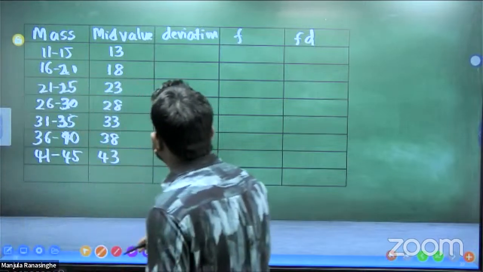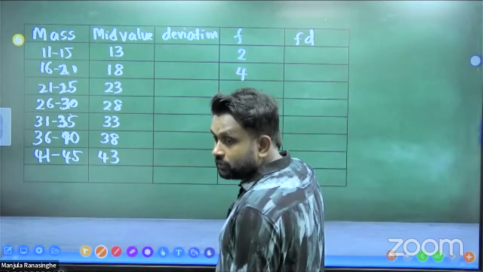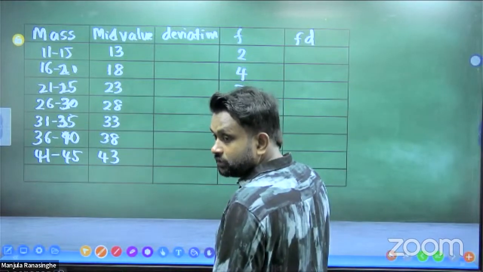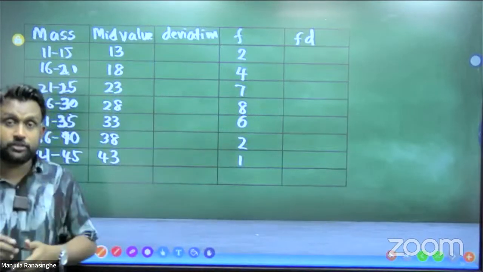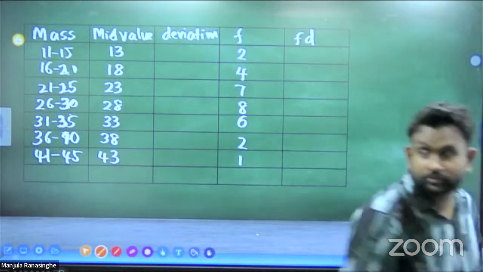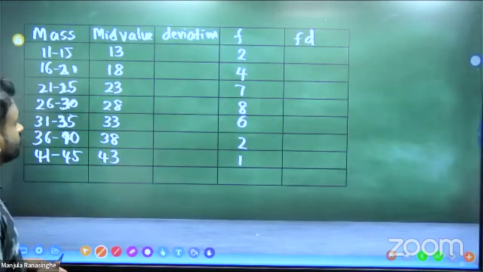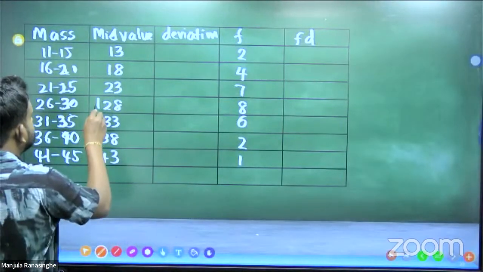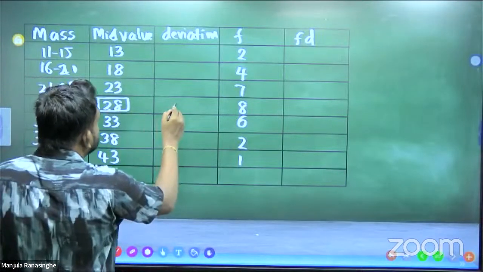Then deviation. Before that I will copy the frequency: 2, 4, 7, 8, 7, 8, and then 6, 2, 1. Right, see everyone. Now, to find the deviation, I need an assumed mean. So what is the assumed mean? They are saying to take the assumed mean as the modal class mid value. So what is the modal class? This is 26 to 30. That mid value is 28. So that is the assumed mean, and the deviation of the assumed mean is 0.